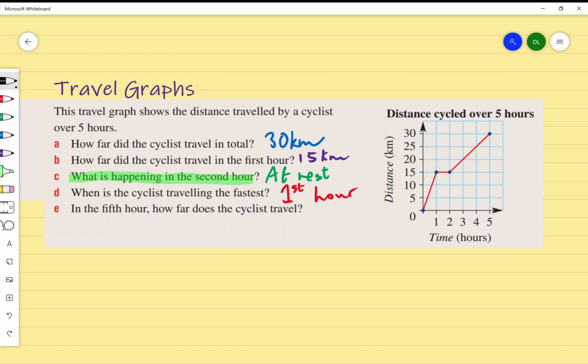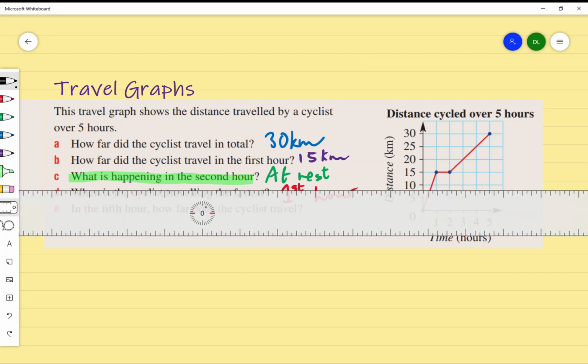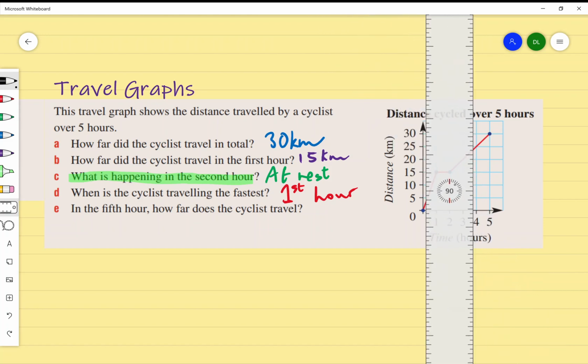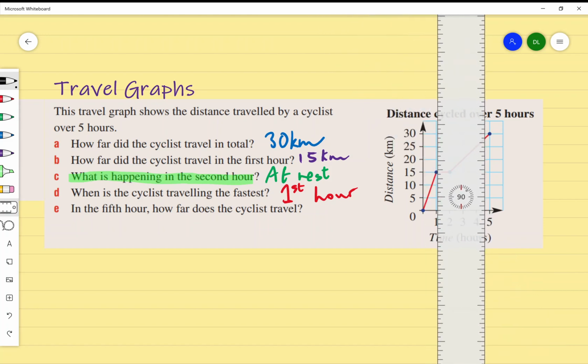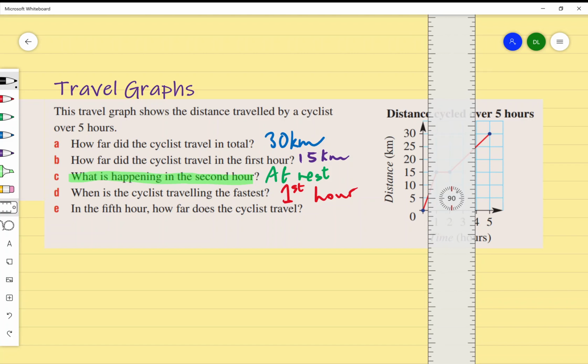And then finally, for this question here, it says, in the 5th hour, how far does a cyclist travel? So in the 5th hour, that would be the 1st hour, 2nd hour, 3rd hour, 4th hour, and 5th hour would be between 4 to 5. So we're going to focus on those points there. I'm actually going to use a ruler just to make sure we've got an accurate answer. There we go, line it up there, and I'm going to go ahead and draw between those points there.